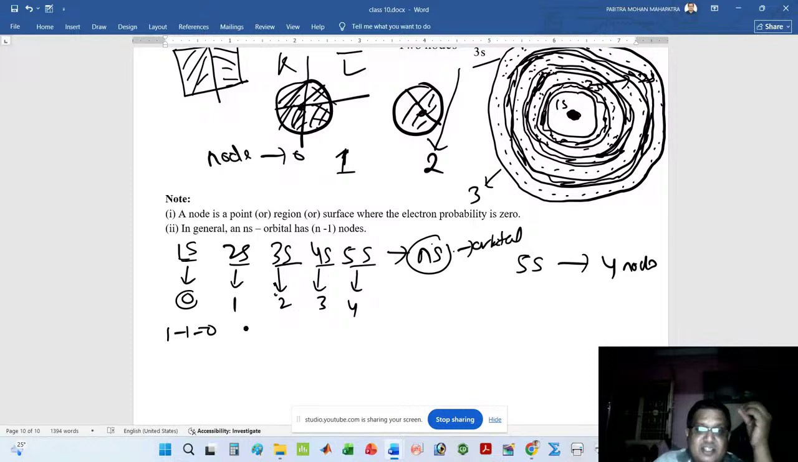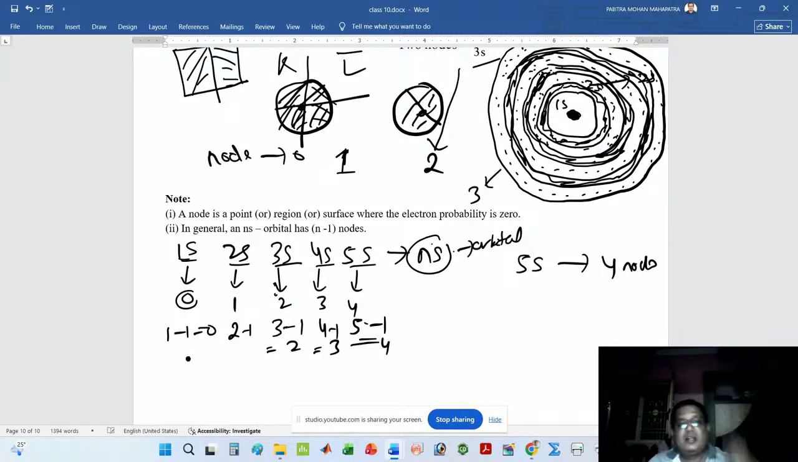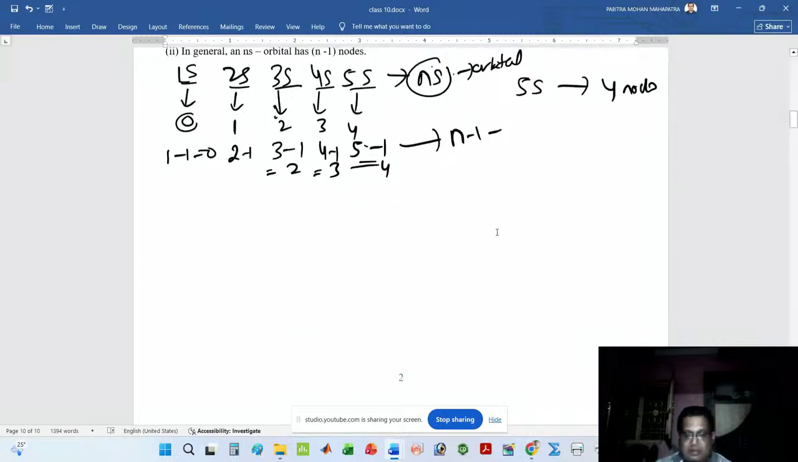For 2s, here you can write 2 minus 1. For 3s, you can write 3 minus 1, that is your 2. For 4s, you can write 4 minus 1, that is your 3. For 5s, you can write 5 minus 1, that is your 4. That means, if you think about this, then you can write n minus 1 nodes. N minus 1 nodes. Clear? I think all are getting it well.